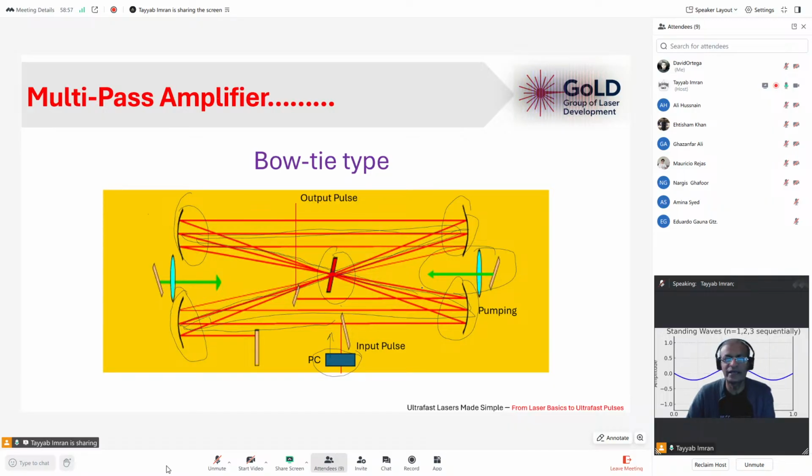Okay, so it makes something like probably 6 passes or something. Okay, so this is a bow tie type amplifier. Amplifier is an essential part of the ultrafast lasers. The first one was a ring, and this is a multipass amplifier.